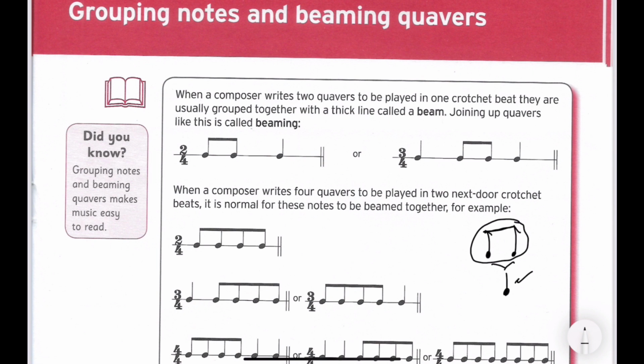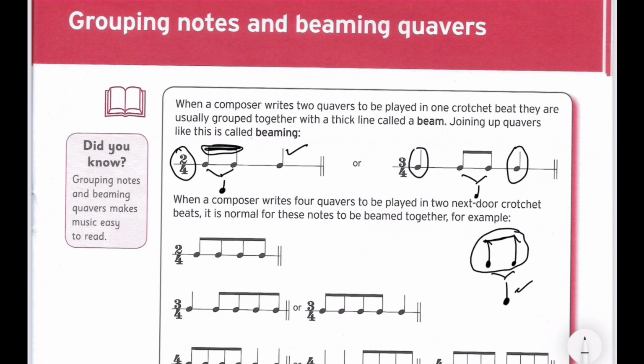So you can see over here this 2 4, that means there's supposed to be two crotchet beats. So we have one crotchet beat here. Now these two are equal to one crotchet beat here, but they wanted to use two quaver notes. So rather than writing them separately, they put a beam on top of them. Okay, so that is why it's called beaming. Now in 3 4 you can see this is one crotchet beat, this is another crotchet beat, and then they made two quavers beam together to make a crotchet beat.